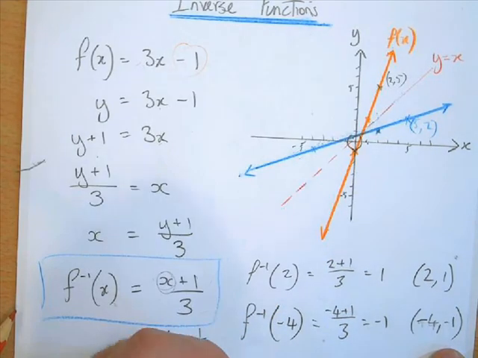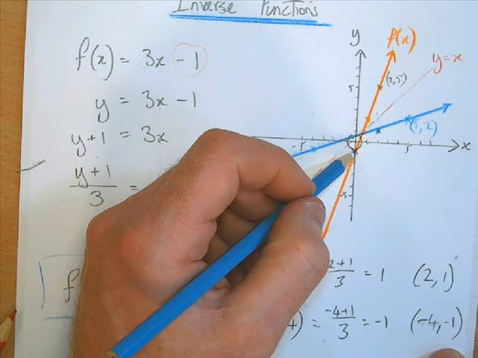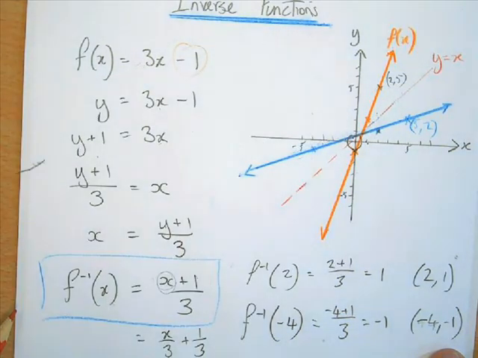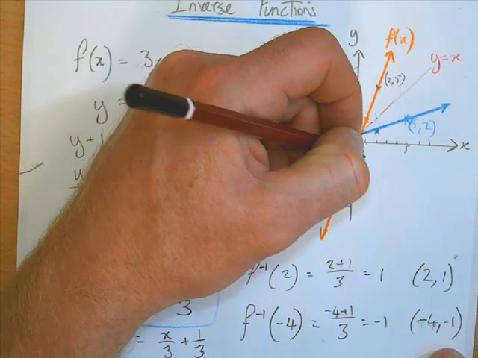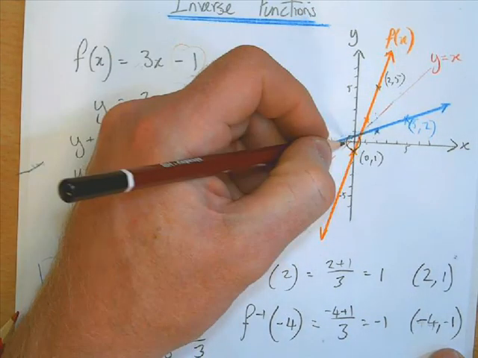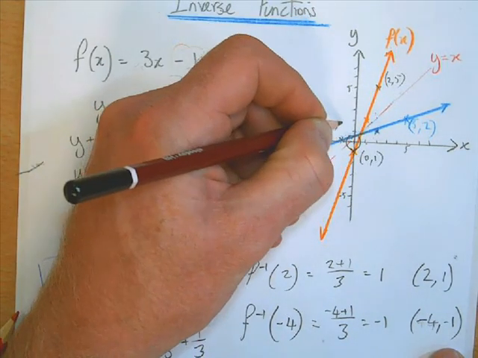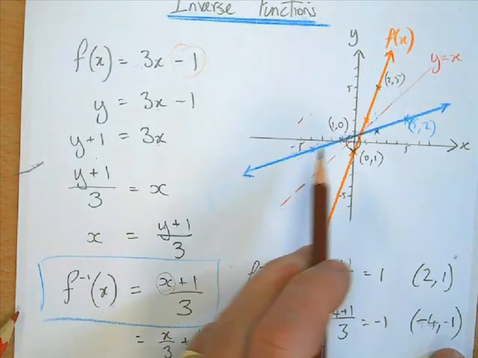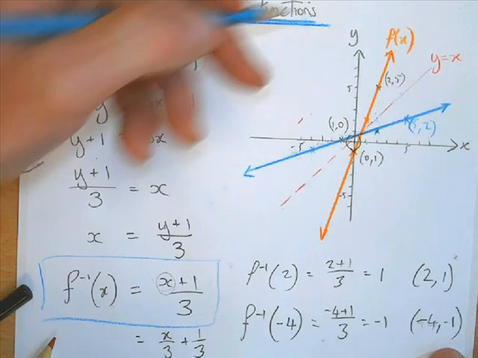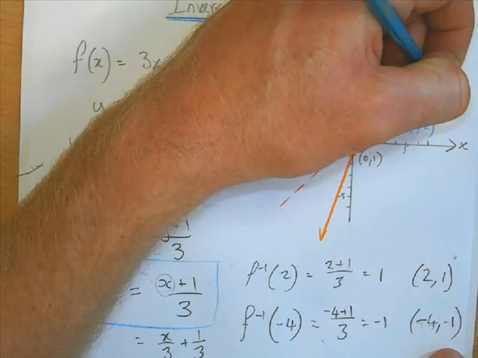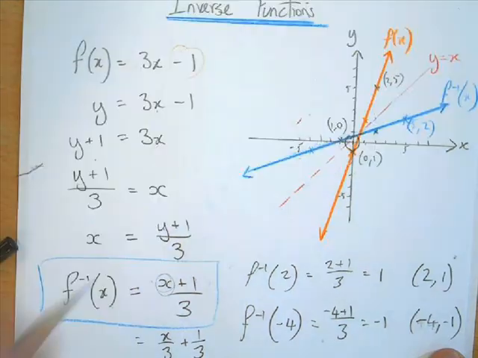And this coordinate here, what was it again? That was 0, 1. So that means the reflecting coordinate, which is going to be over here, is going to be 1, 0. So that's another way, and you'll notice that those points are actually on that blue line as well, which is exactly what it should be. So that's how you find the inverse function, and also how you draw the inverse function on a graph.